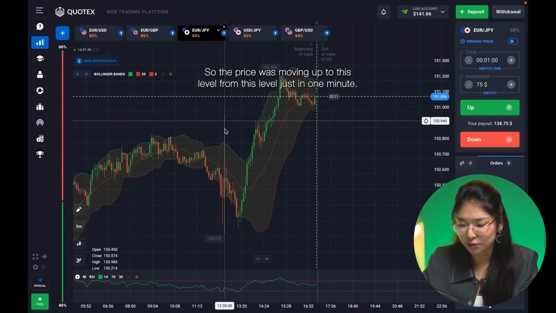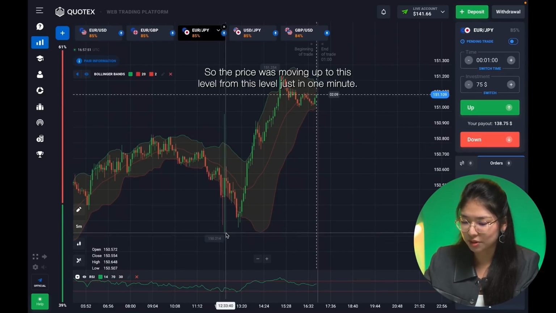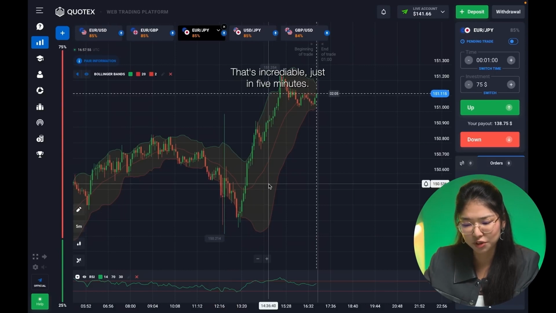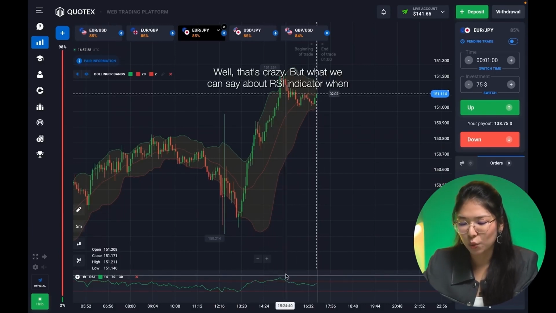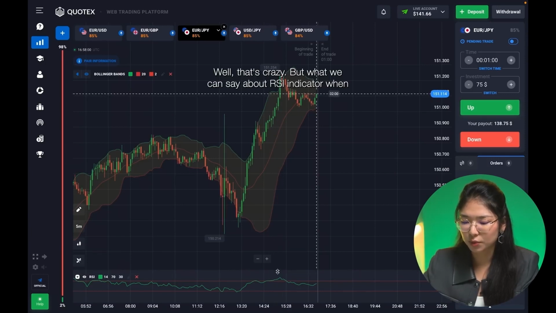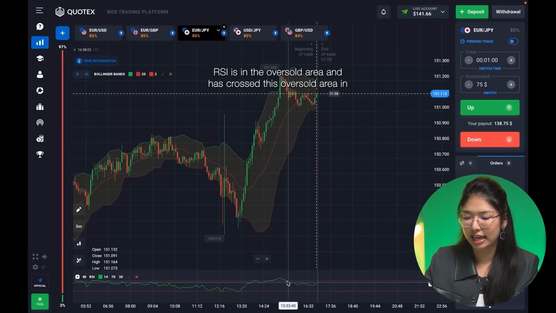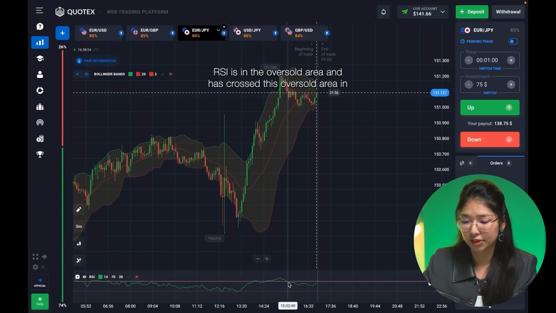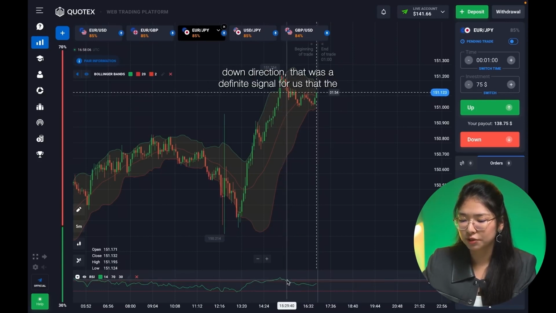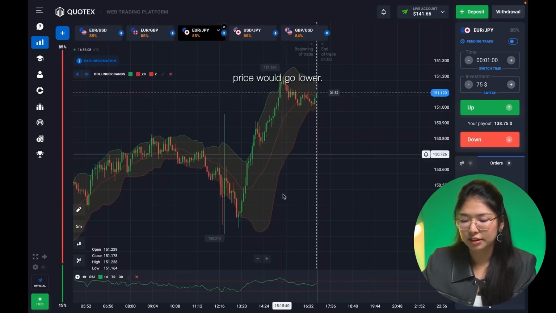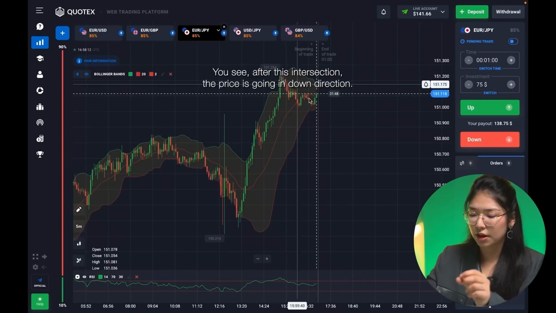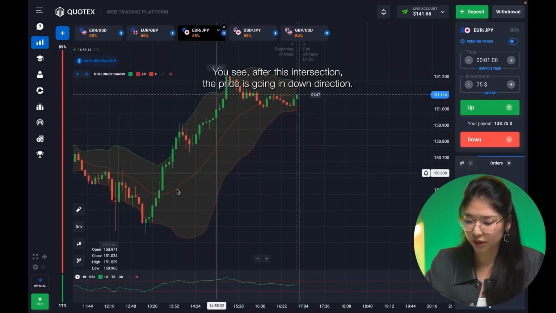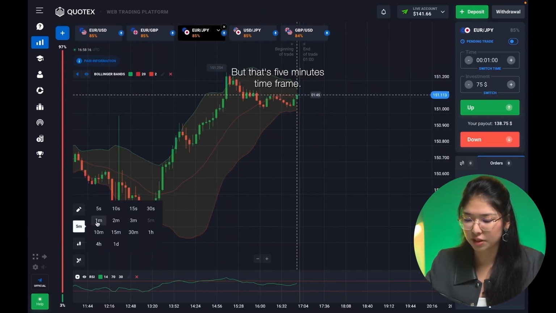So the price was moving up to this level, from this level just in 1 minute, and that's incredible, just in 5 minutes. But what can we say about the RSI indicator? When RSI is in the oversold area and has crossed the oversold area in that direction, it was a definite signal for us that the price would go lower. That's exactly what's happening. You see, after this intersection, the price is going in a down direction, but that's the 5 minutes time frame.